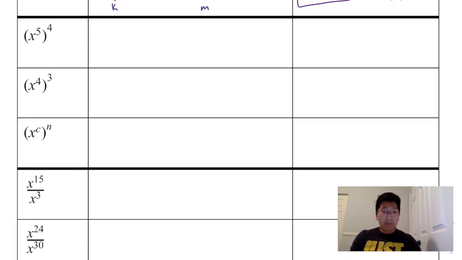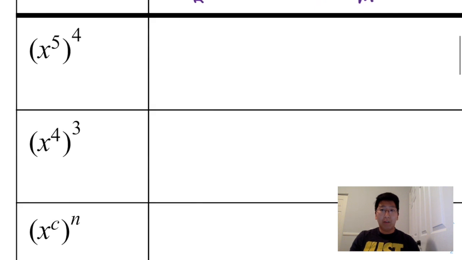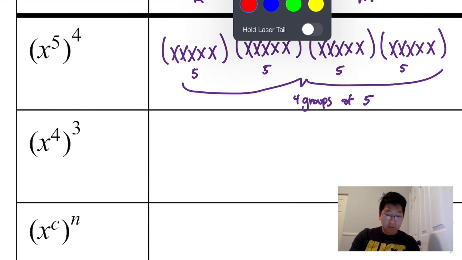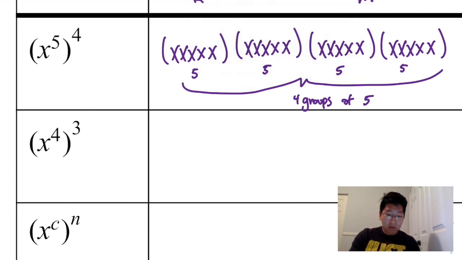Here, we have x to the fifth, all raised to the fourth power. So that means that we're going to have x to the fifth four times. So 1, 2, 3, 4. Four groups of x to the fifth. Here's 5, here's 5, here's 5, and here's 5. So we're wondering how many x's are there total? Like I said, you could always expand this, but now I'm trying to teach you, is there a way to simplify this in a quick way?